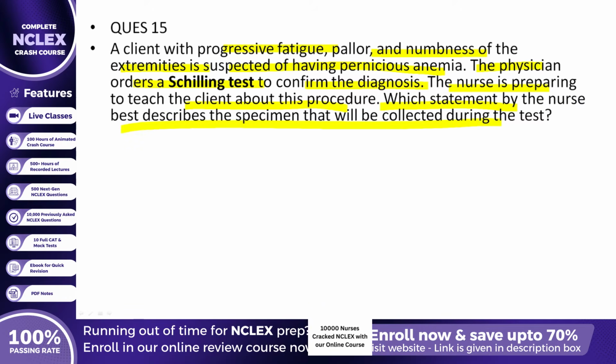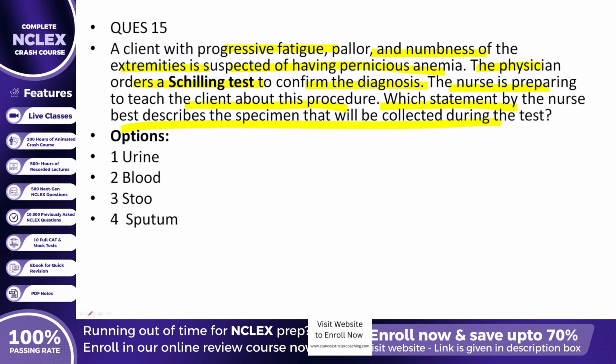The available options are as follows. Option 1 states urine, Option 2 mentions blood, Option 3 indicates stool, and Option 4 specifies sputum. The correct answer is Option 1, urine. Now let us explore the rationale in detail to build a complete understanding.